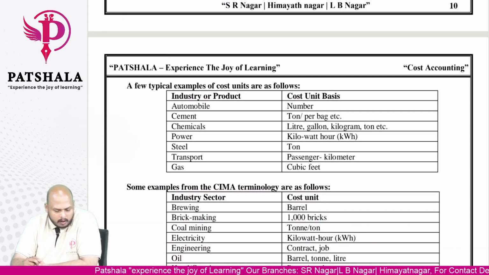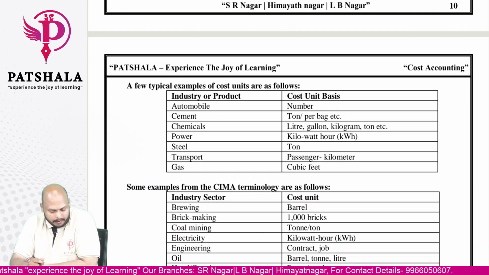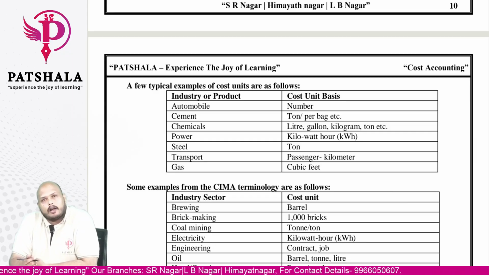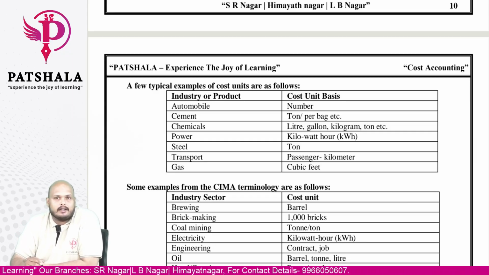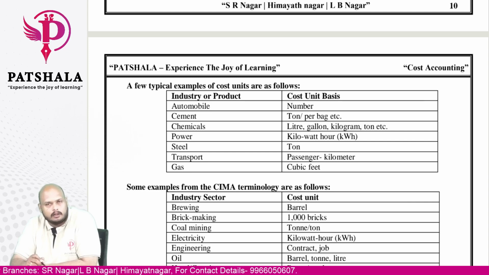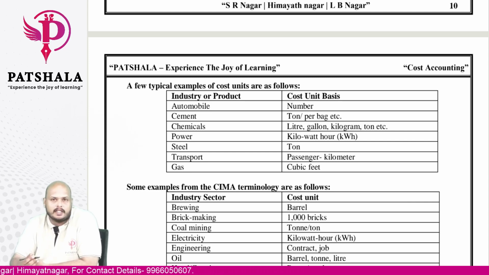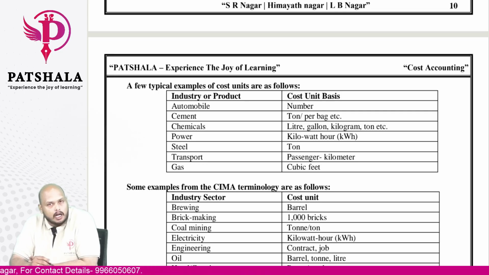Next, they give a few typical examples of cost units as follows. You can see industry or a product. You can see the automobile industry. In the case of automobile industry, you take car, bike, buses, lorry, anything. How will they measure? They will measure in the number of cars, number of buses, number of lorries, like that.